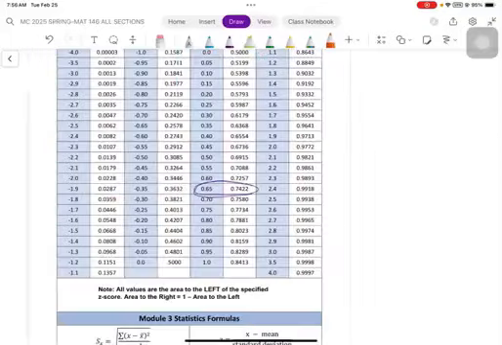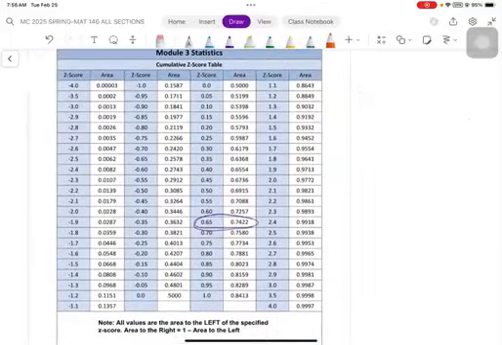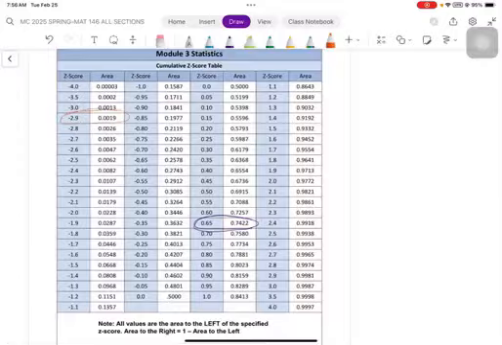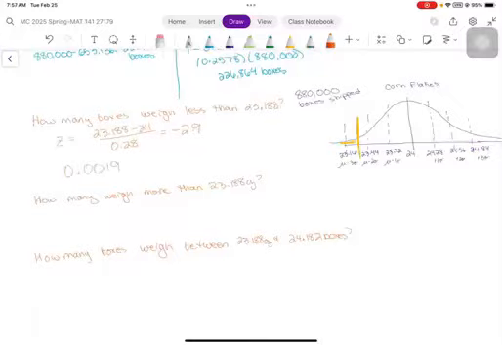So I need to go to my z table, and I'm looking for negative 2.9. Negative 2.9 is right here, so this is the number I want, 0.0019. If you think about percentages, that's 0.19% that is less than that number of ounces. So that's on the table: the area to the left is 0.0019. I'm going to take that and multiply it again by that 880,000 boxes.